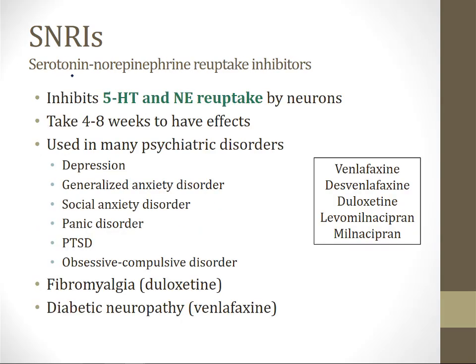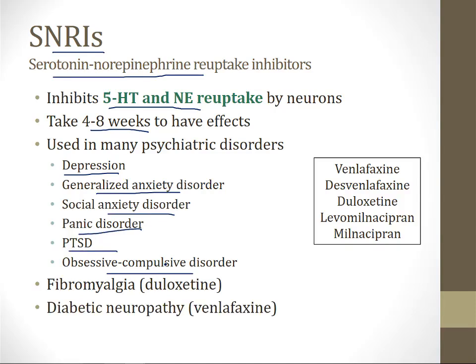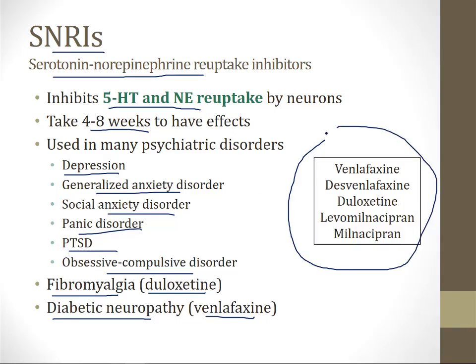Moving on, the next class of drugs are the serotonin norepinephrine reuptake inhibitors, or the SNRIs. And as their name implies, they inhibit the reuptake of both serotonin and norepinephrine, so they have effects on both neurotransmitters. These drugs also have a slow onset of action, just like the SSRIs, and they're used in many psychiatric disorders, also just like the SSRIs, not just depression, but also generalized anxiety disorder, social anxiety disorder, panic disorder, PTSD, and OCD. These are all things where SSRIs also have a role. In addition, one SNRI has shown some effectiveness in fibromyalgia, that's duloxetine, and venlafaxine has been shown to have some effect in diabetic neuropathy. And I've listed the names of the SNRIs in this box here on the screen.